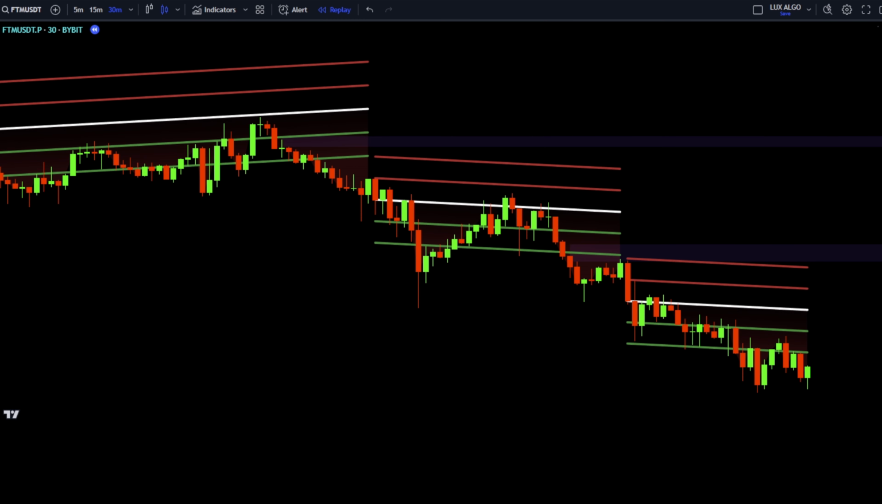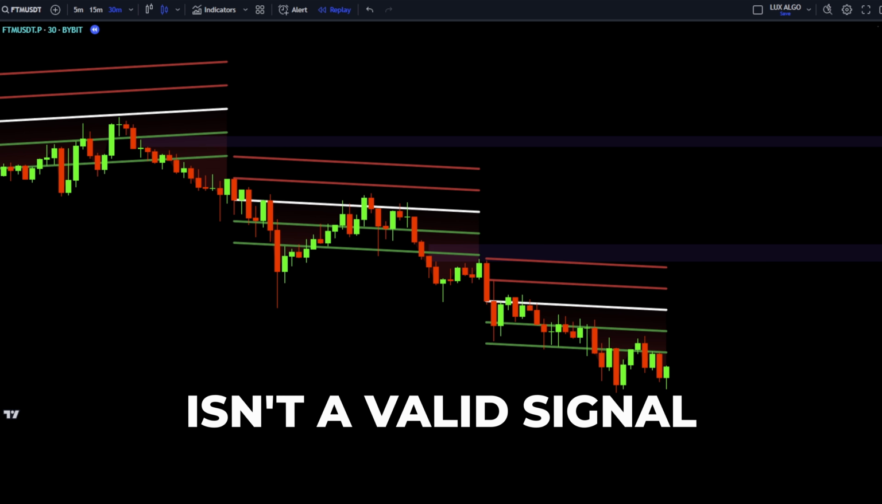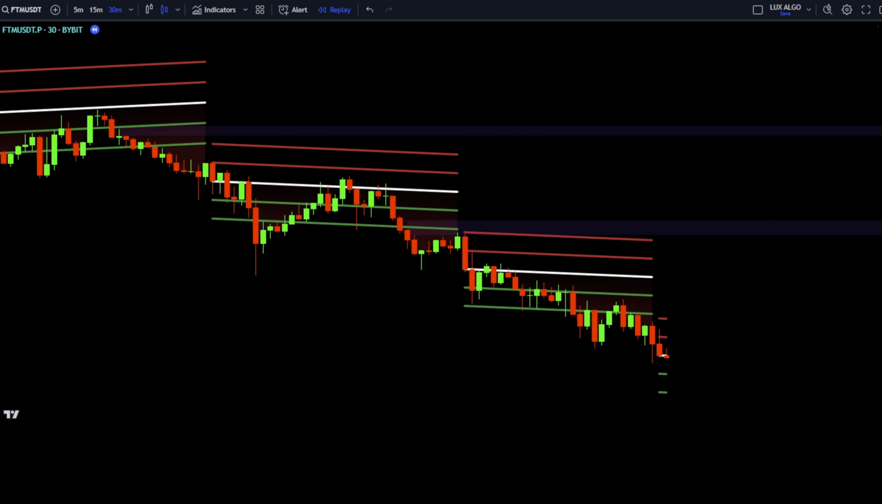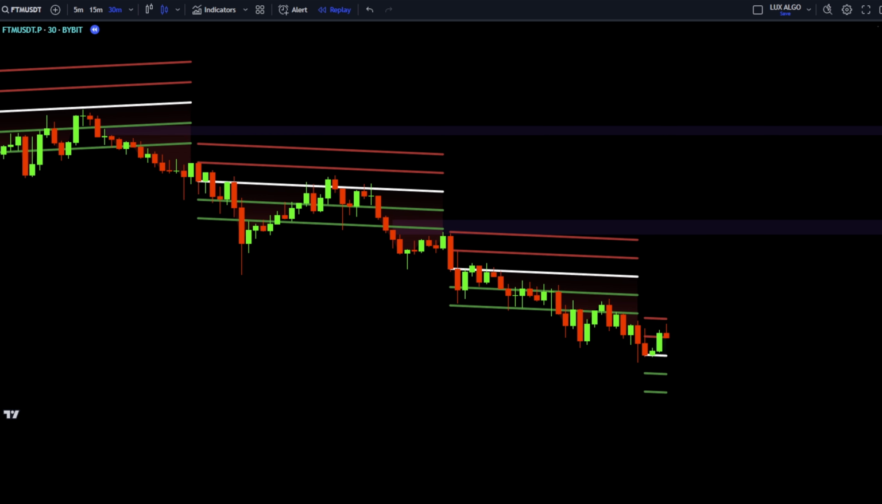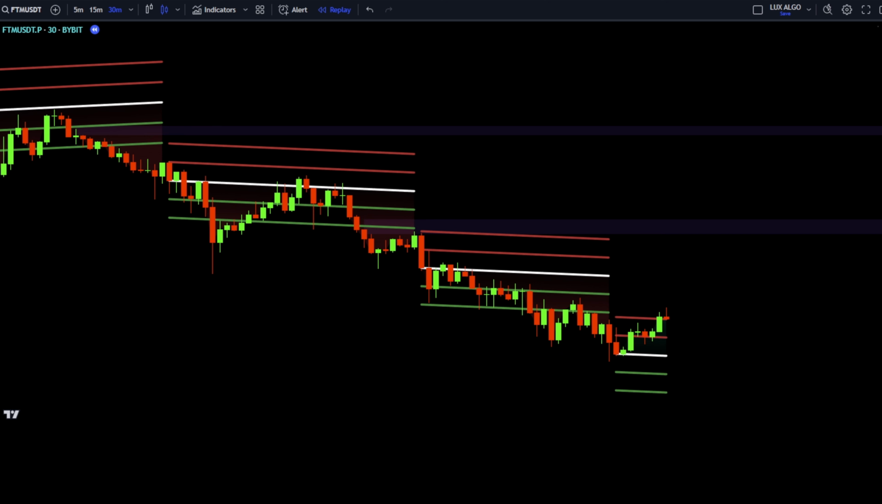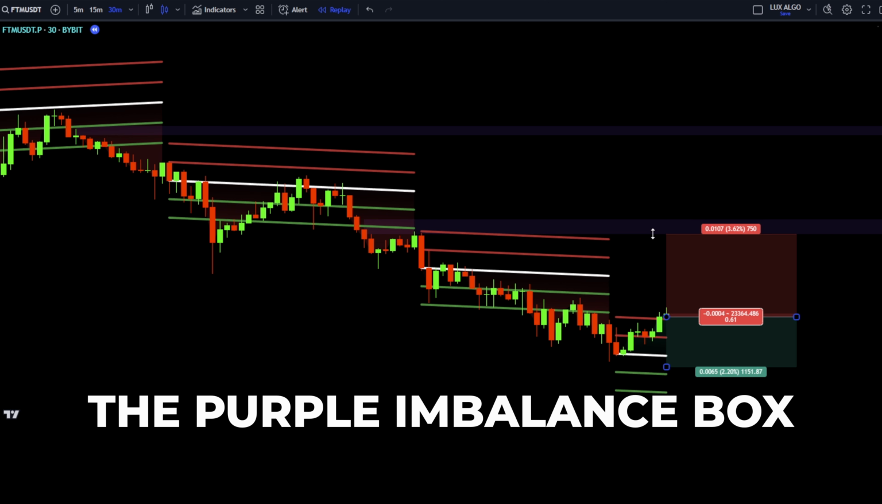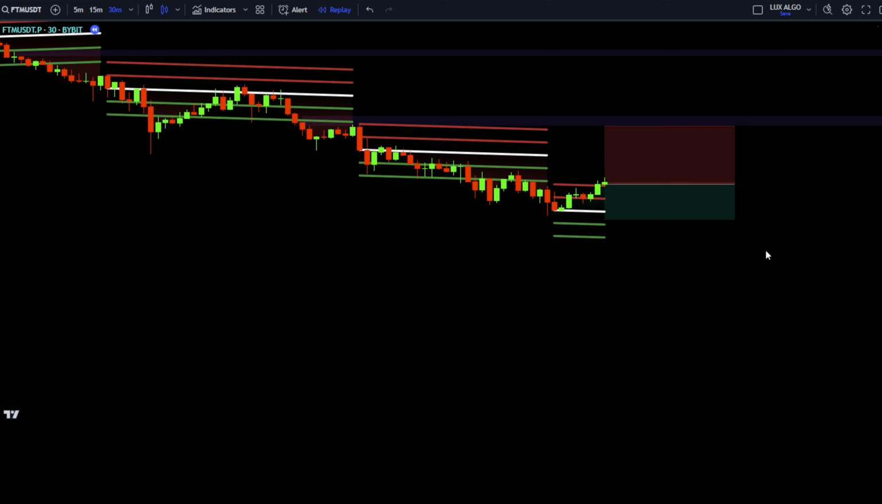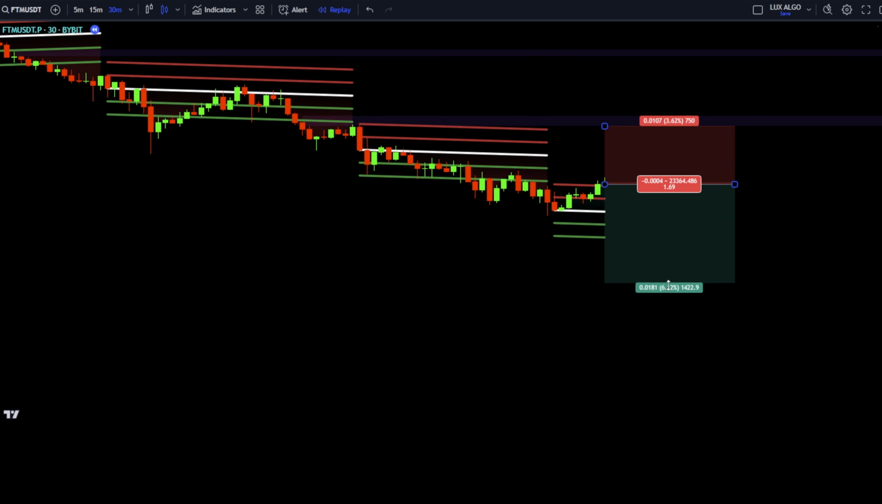Now let's examine a scenario that might seem like a proper moment to enter a short trade, but it actually isn't a valid signal according to our strategy. Here we observe two predictive channels with the same downward slope, indicating a potential strong downtrend. This meets our first entry rule. However, even though the channel formation is correct, the price doesn't reach the purple imbalance box. Remember, the purple box is crucial for confirming our trade. Without the price touching the purple box, our second entry rule is not fulfilled.